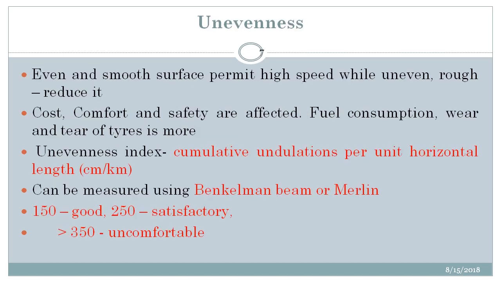Even and smooth surface permit high speed while uneven, rough surfaces reduce it. Cost, comfort, and safety are affected. Fuel consumption, wear and tear of tires is more. Unevenness index is the cumulative undulations per unit horizontal length. It is expressed as centimeter per kilometer. It can be measured by Benkelman beam or Merlin. The IRC specifications are also given.